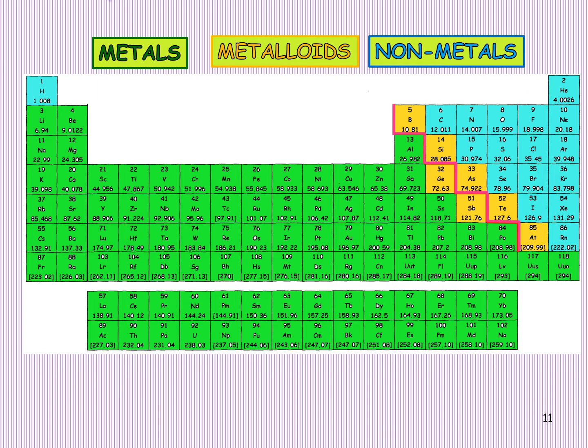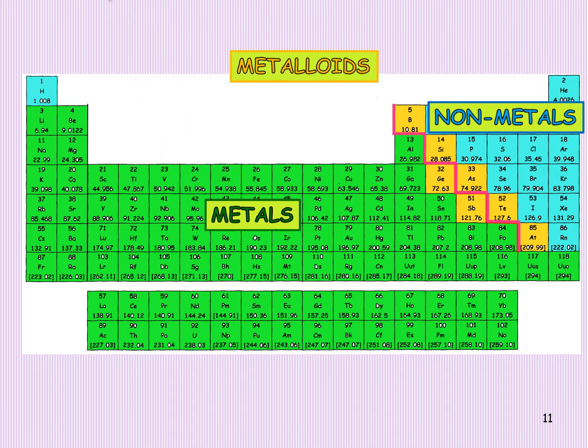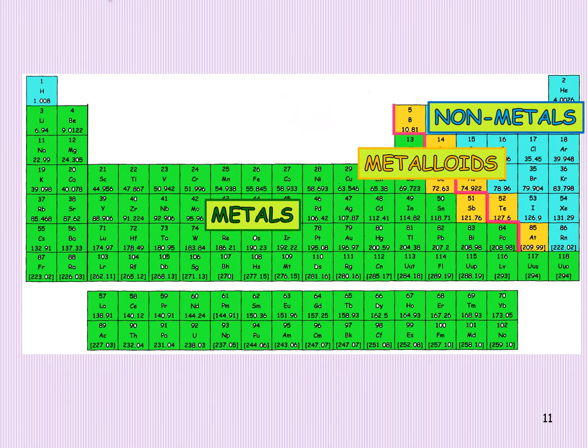The metals tend to be positioned on the left side of the periodic table. The non-metals tend to be positioned on the right side of the periodic table. The metalloids are positioned between the metals and non-metals. The metalloids may have properties of both metals and non-metals.